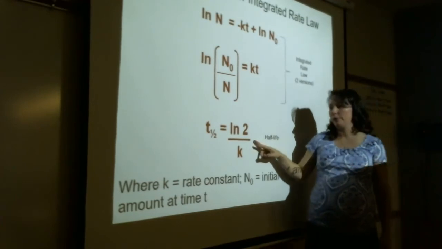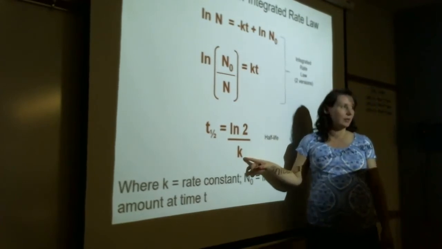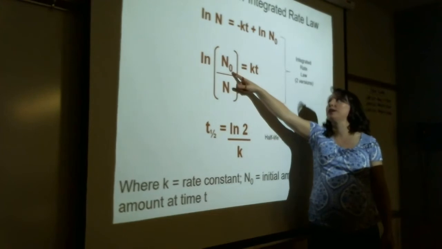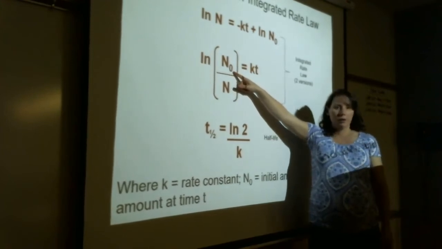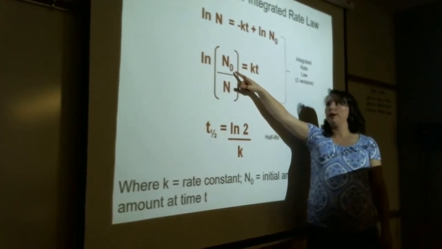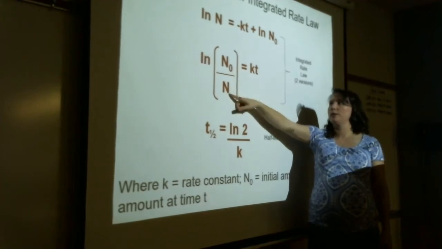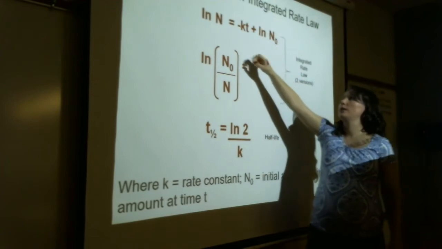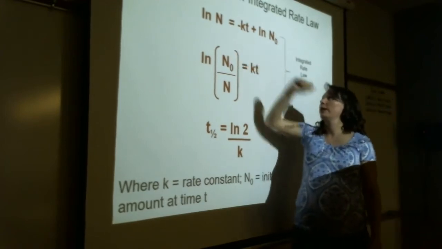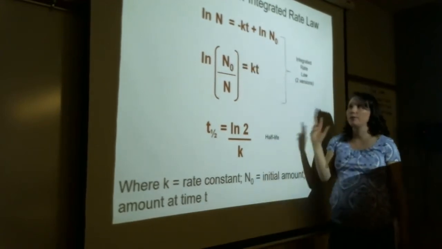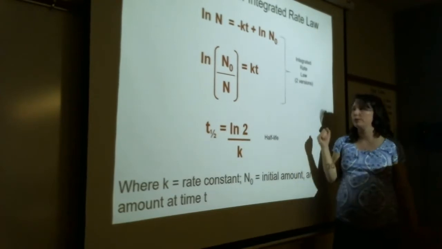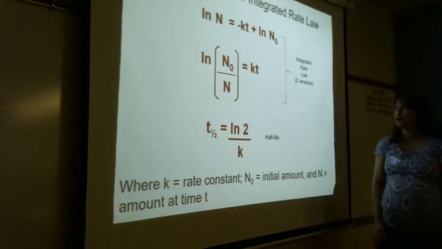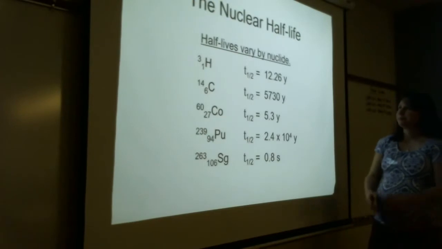And this is the half-life equation. K is the rate constant, right? What does this 0 stand for? This 0 stands for initial, right? So this would be the initial mass, and this would be the mass at time t, right? That's the rate constant. And I will give you the formulas. You just have to be able to do the arithmetic, because these formulas will all be on your reference page on your final exam. Okay?